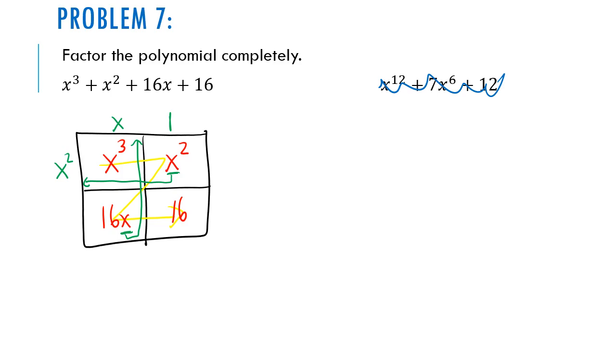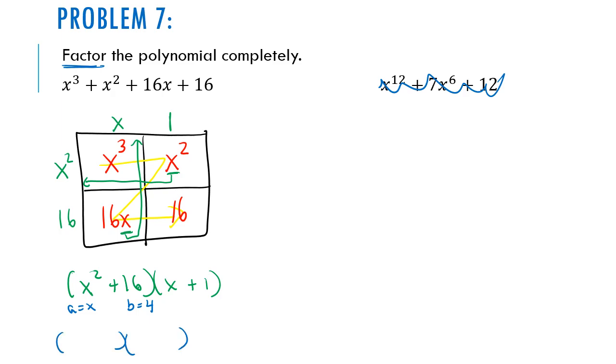X squared times 1 will make x squared. x times 16 makes 16x, and 16 times 1 makes 16. So I know I got the factors right. So x squared plus 16, x plus 1. All right, once again, we need to check to see if there's any sum or difference of squares, because it wants us to factor completely. So are there two identical variables that multiply to be x squared? Yeah, x. Are there two identical numbers that multiply to be 16? Yes. So now we're going to have x plus 4, x minus 4.